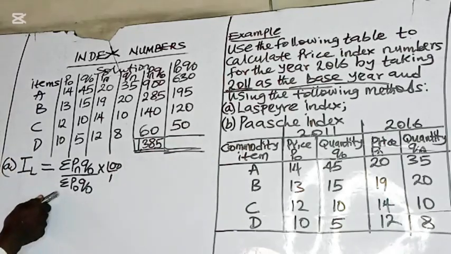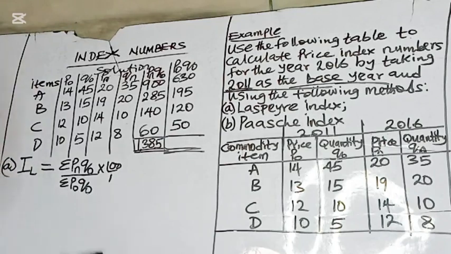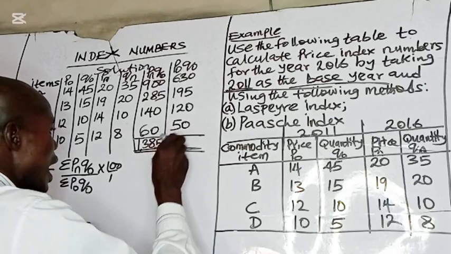Because of this symbol, then you sum them up. So you have 630 plus 195 plus 120 plus 50. That is total 995.